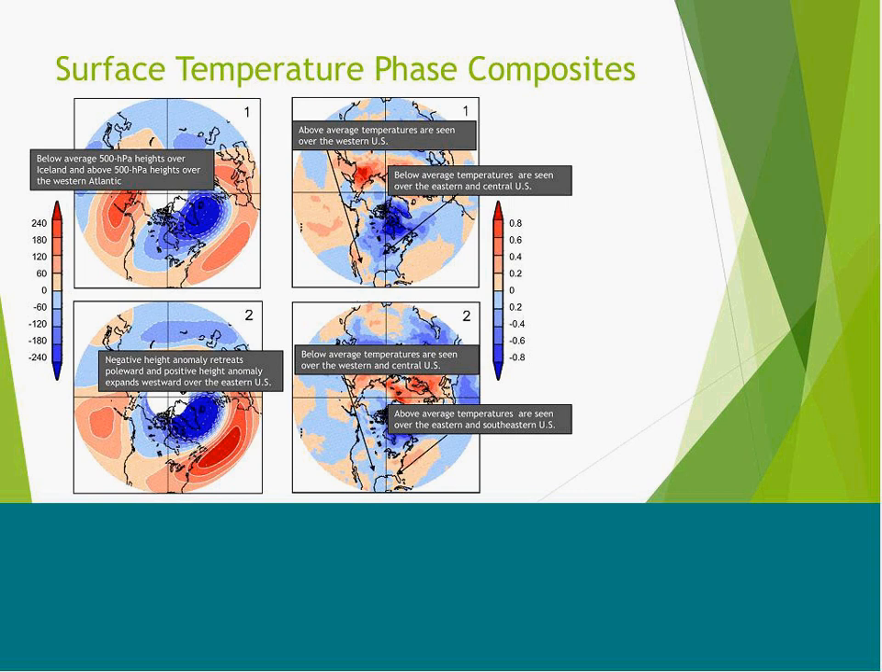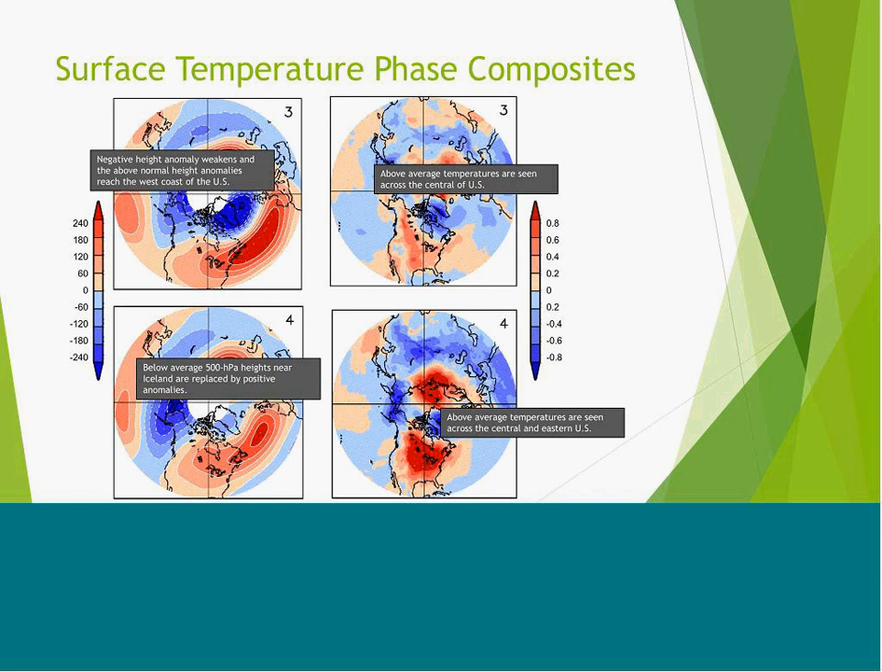And here we are looking at phase one of the oscillations on the left, and the composites of the surface air temperature anomalies corresponding to this phase. And we can see that below average temperatures are seen over the eastern and central United States, and above average temperatures prevail over the western U.S. In phase two, I'm sorry, of the oscillation, we see above average temperatures over the eastern and southeastern United States, and below average temperatures for the other regions of the North American continent.